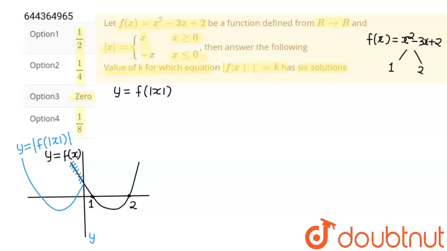And what are the graphs? These are the graphs of the required function. No, this is not mod. This is only for f of mod x. So this is the graph of y equals f of mod x.